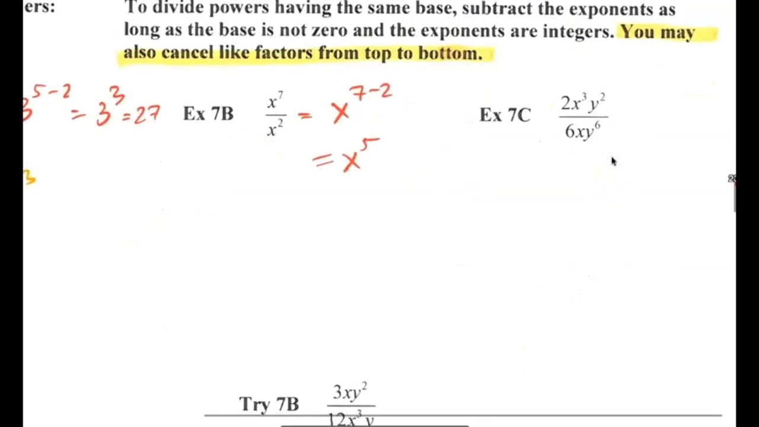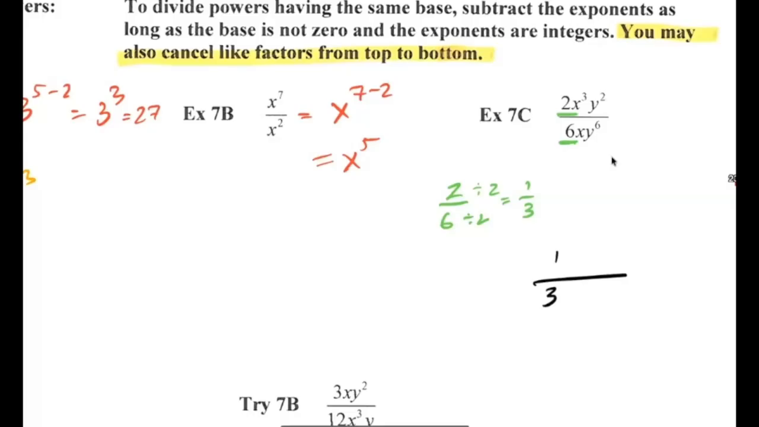You just do the numbers separately. 2 over 6, we can reduce that. 2 over 6, if we divide them both by 2, then we get 1 over 3. That's going to be my answer. 1 over 3. Now we've got to do the variables. We're just going to do each one separately.